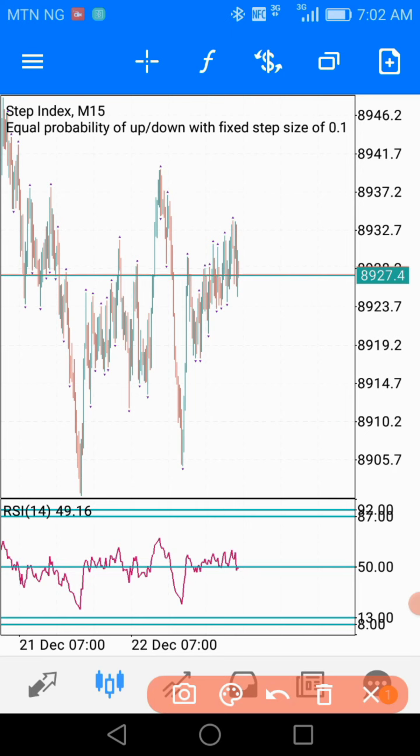But for hidden divergence, you obey what price is telling you. Remember that hidden divergence signals price movement continuation, so in the same direction, at least for a while. That's why I said you obey what price is telling you for hidden divergence, but for regular divergence you obey what the indicator is telling you.